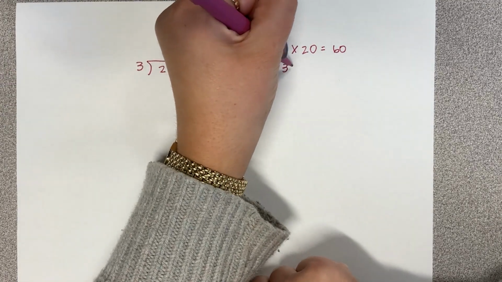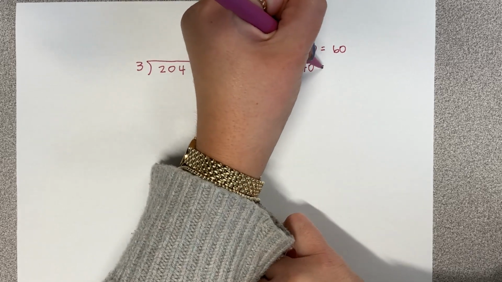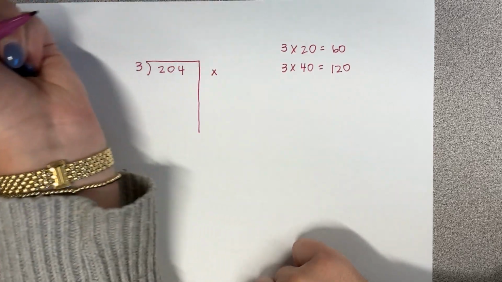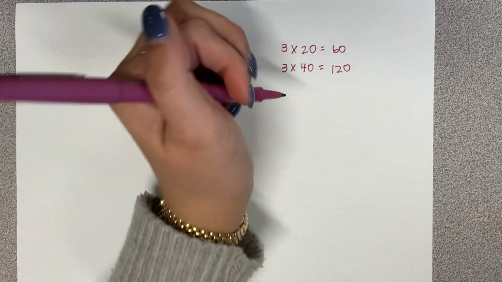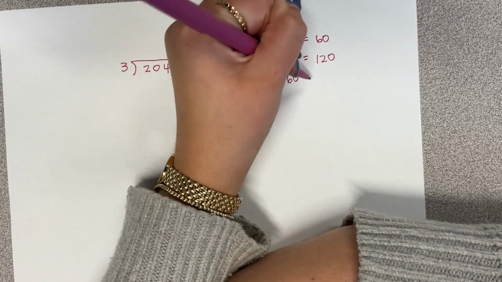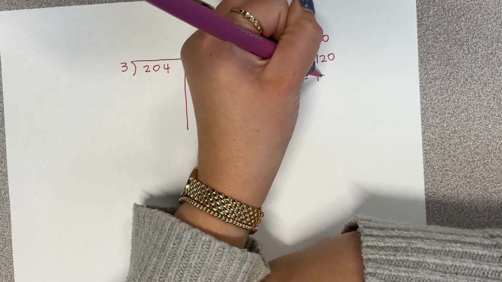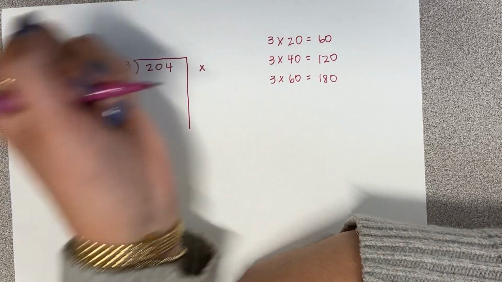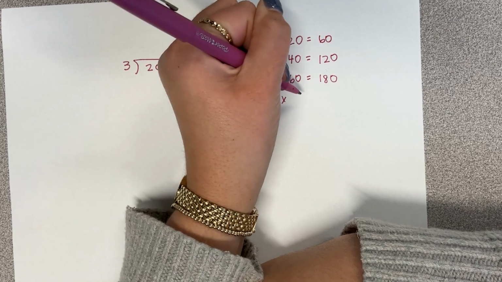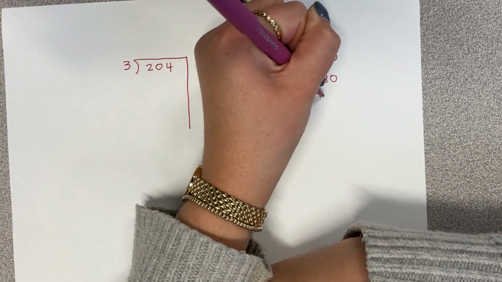So then I could try, I think this time I'm going to try 3 times 40. I'm going to bump it up a little bit. And I know that would get me 120. So I'm getting a little bit closer, but I think I'm still going to jump ahead and do 3 times 60. And that gets me to 180. That's really close. I'm going to try just one more. 3 times 70. And that gets me 210.